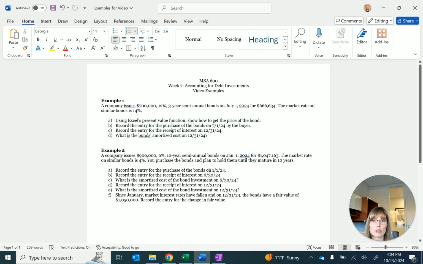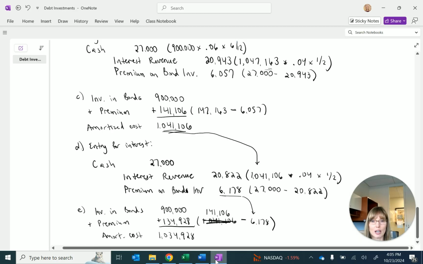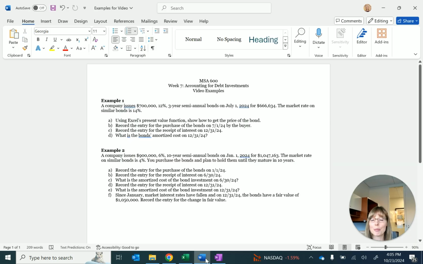Okay, so we've answered parts A through E. F says, since January of 2024, the date that the bonds were purchased, market interest rates have fallen. And so your bonds now have a fair value of $1,050,000. Okay, so they have an amortized cost of $1,034,928, but we can sell them for $1,050,000.